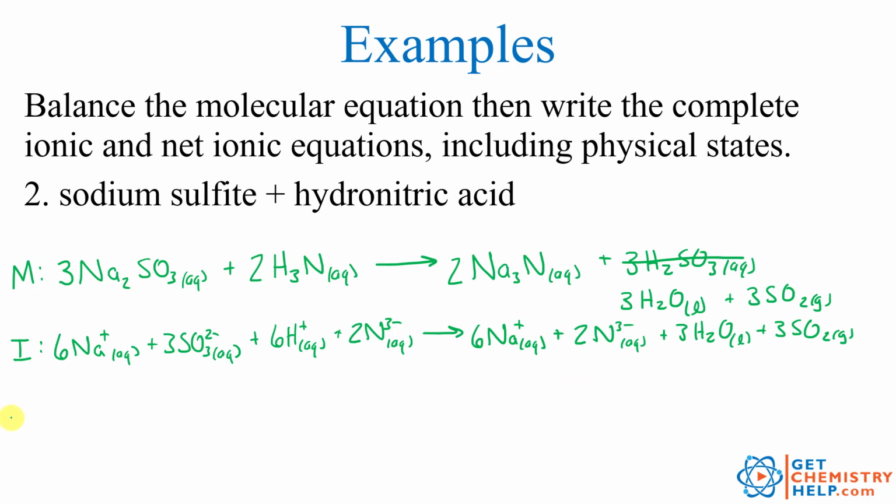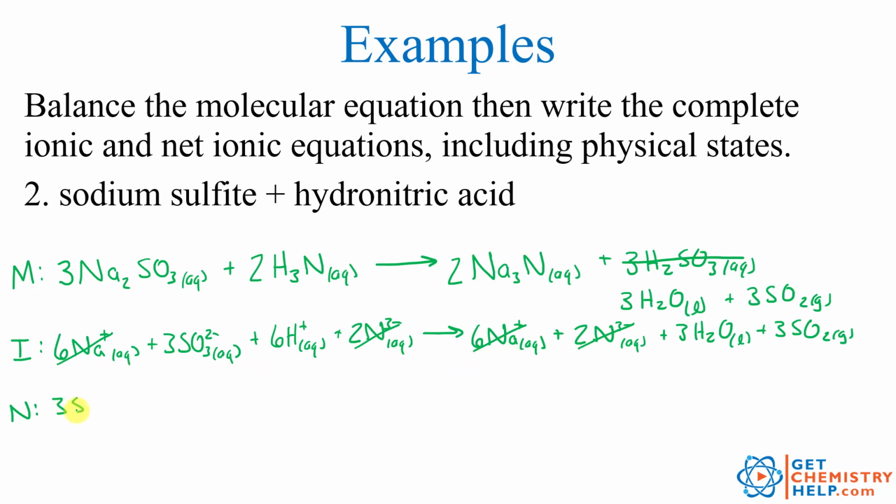Okay, now for the net ionic. Well, first we have to get rid of any spectator ions. So are there any ions you see that appear on both the reactants and the product side? And hopefully if we did this right, they're going to be the same number on both sides. Well, I see 6 sodiums on the reactants and 6 on the products, and I see 2 nitrites on the reactants and 2 nitrites on the products. So now we're going to write whatever is left.